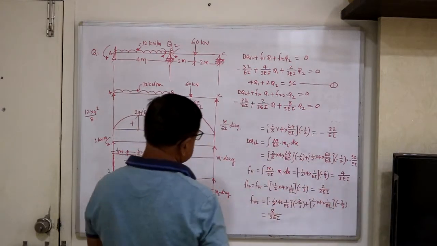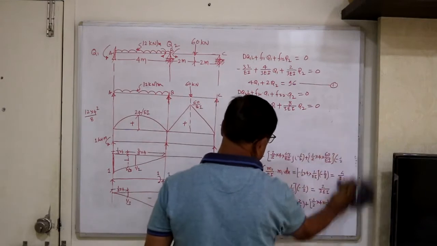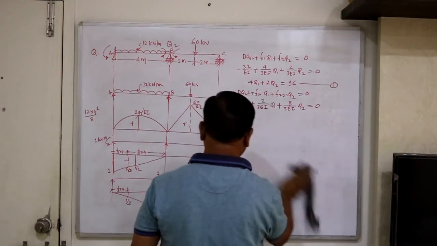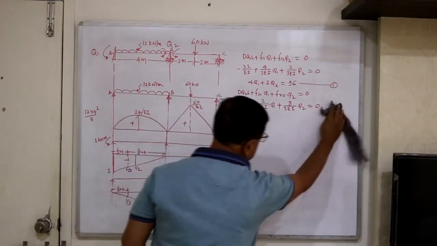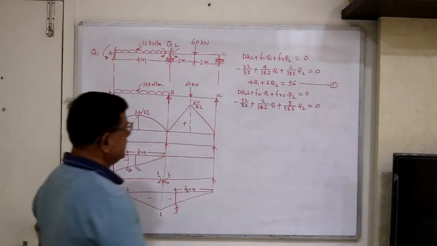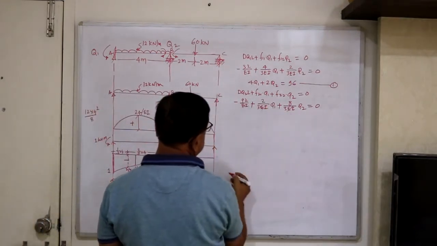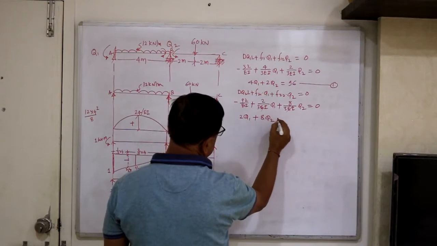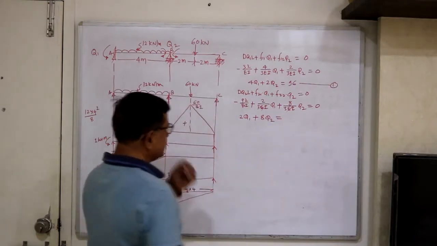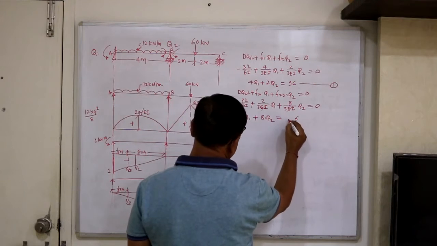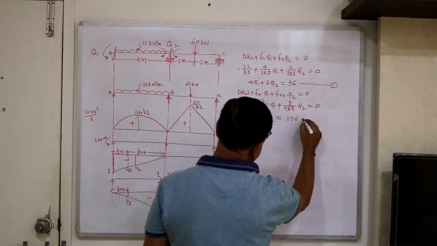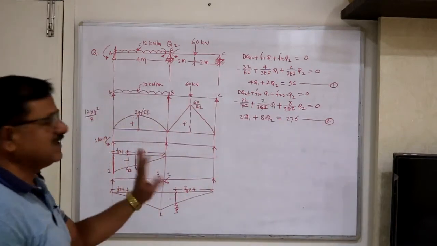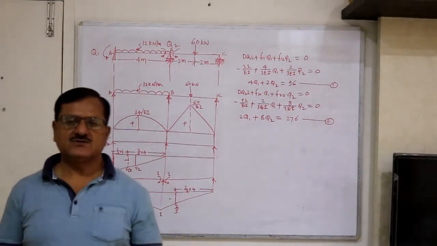Now the second equation. EI gets cancelled, so multiply by 3 everywhere. This is 2Q1 plus 8Q2 is equal to, multiplying by 3, equation 2. So now we have to solve this equation 2 in order to find out Q1 and Q2.